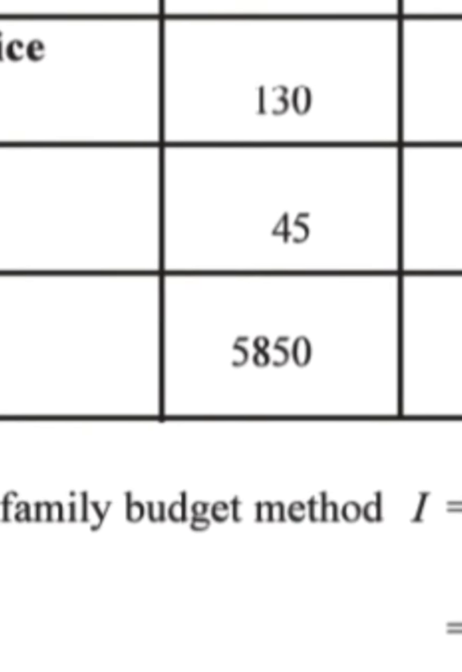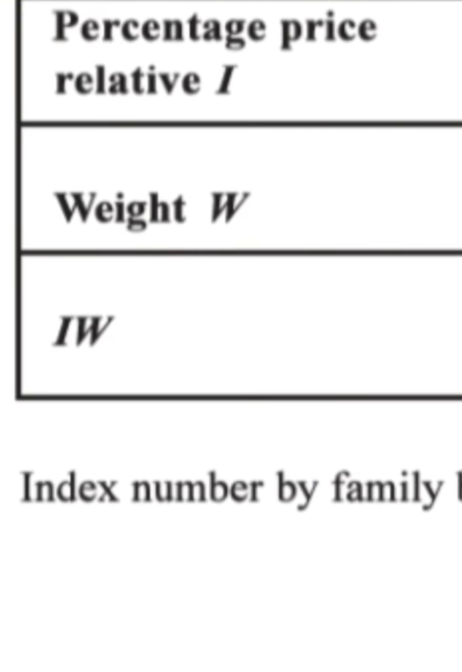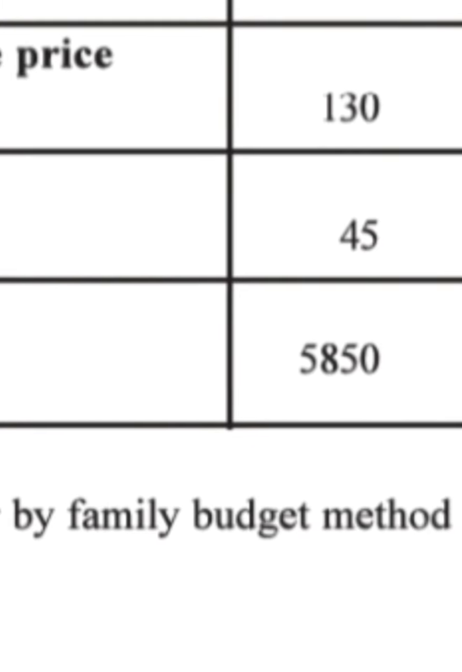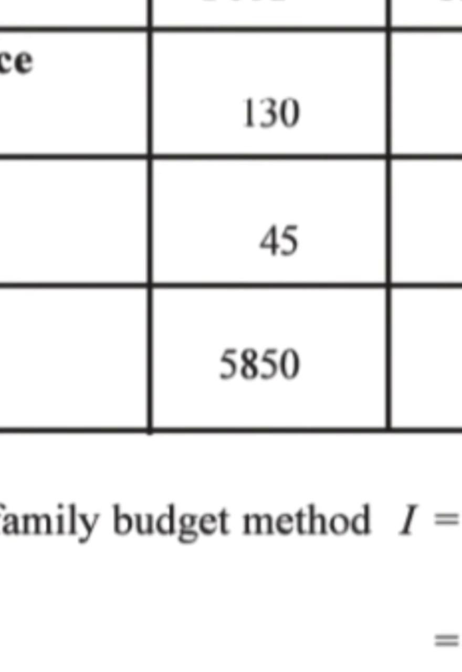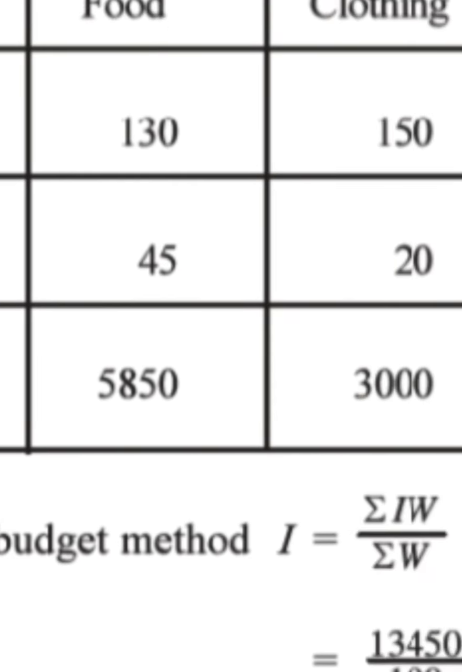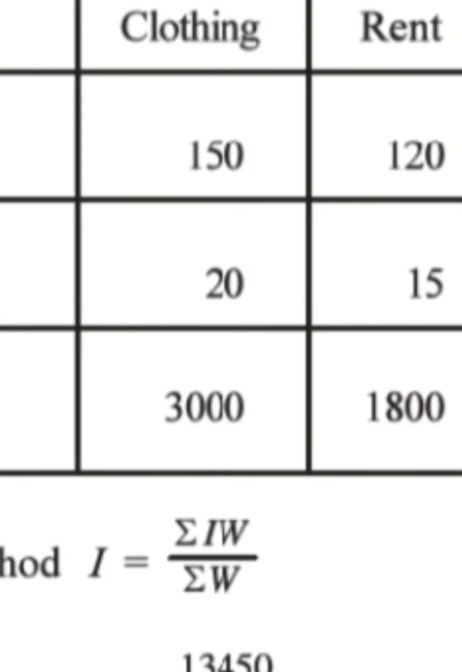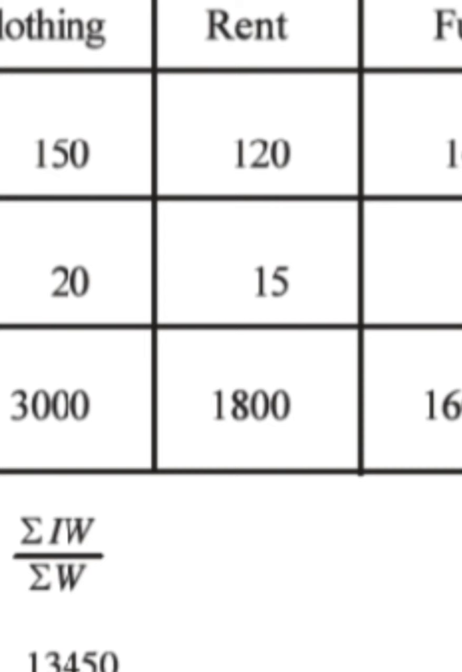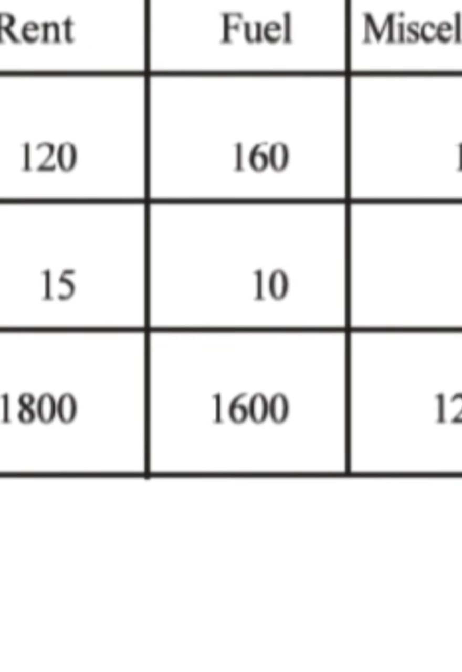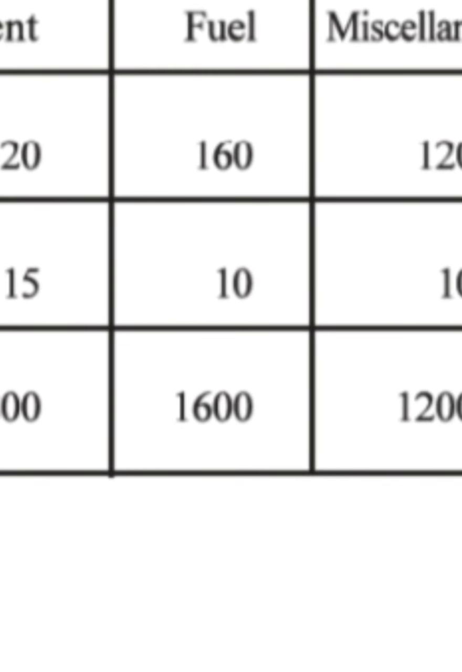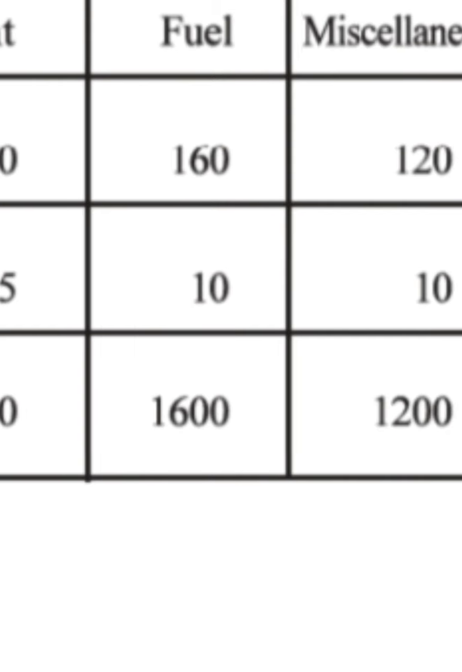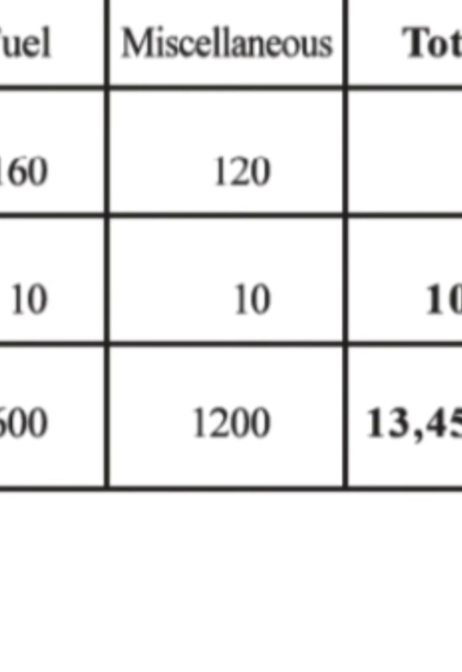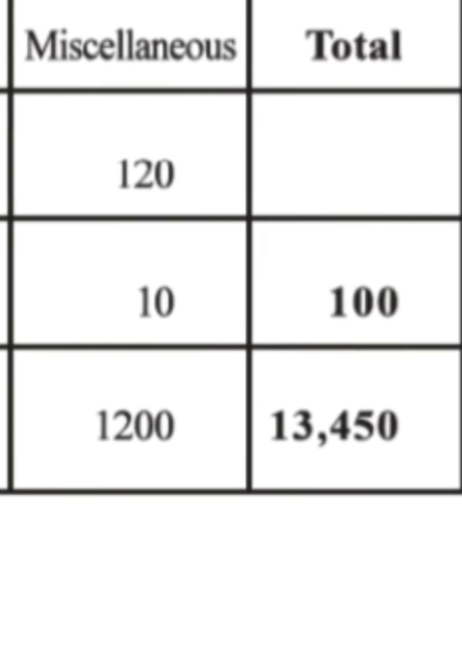Now we need to find sigma IW. For IW we always multiply I and W. For food you multiply 130 and 45, that gives you 5850. For clothing you multiply 150 and 20, it gives you 3000. For rent you multiply 120 and 15, it gives you 1800. For fuel you multiply 160 and 10, you get 1600. For miscellaneous, 120 and 10, you get 1200.